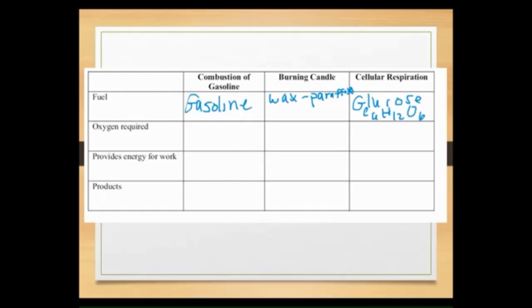Let's think a little bit about whether or not oxygen is required. We know that in your car you have to have an oxygen sensor so that you have the right amount of oxygen so that you can ignite and burn that gasoline. I hope you know that when you're burning a candle, you also have to have plenty of oxygen as well. Even if you think about a campfire that you might have, oftentimes to get it started, you'll blow on it, and what you're doing is actually increasing the amount of oxygen around it. And of course, we know that living organisms, the vast majority of them, not all of them, have to have oxygen available to be able to break down their glucose.